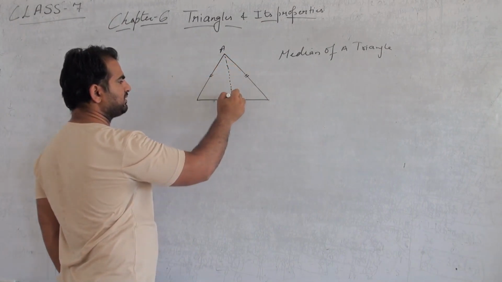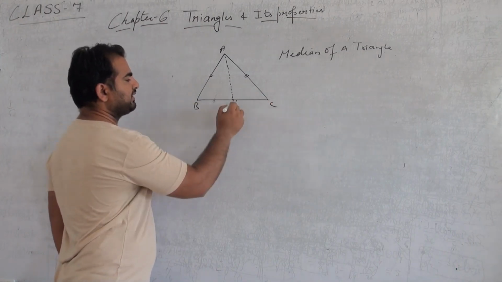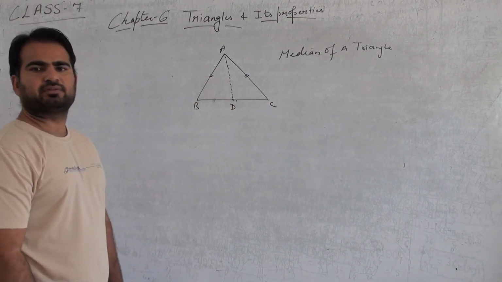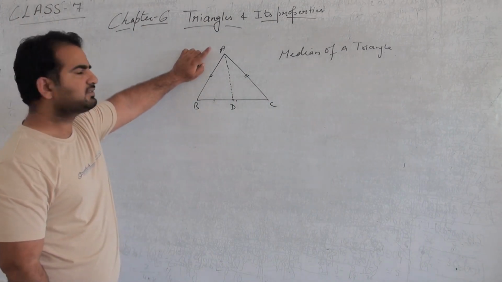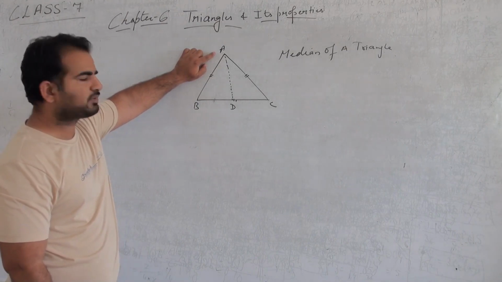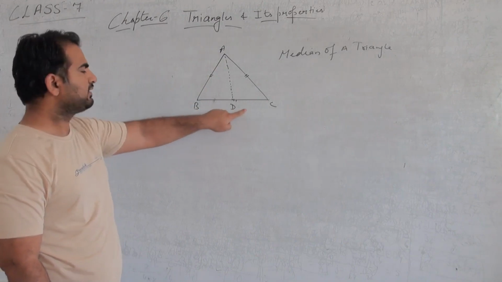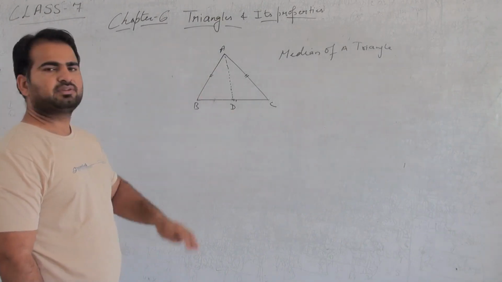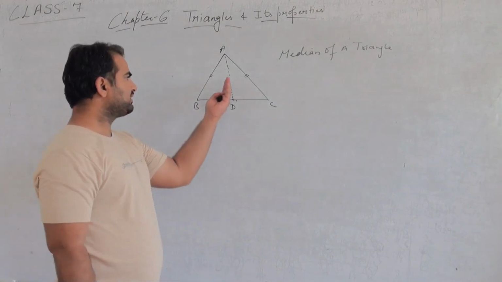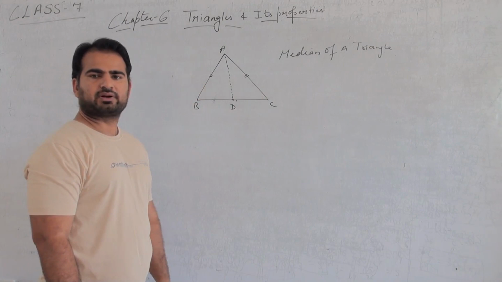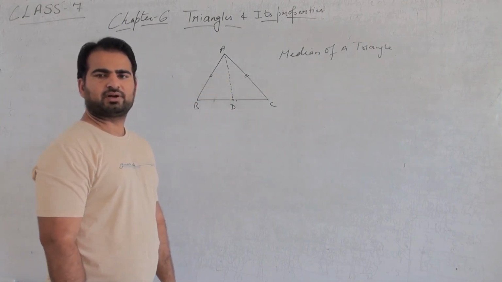This is the midpoint. So ABC is a triangle and AD is the median. The median of a triangle is the line drawn from the topmost point of a triangle to the midpoint of the opposite side. What does the median do? The median divides the triangle into two equal parts.